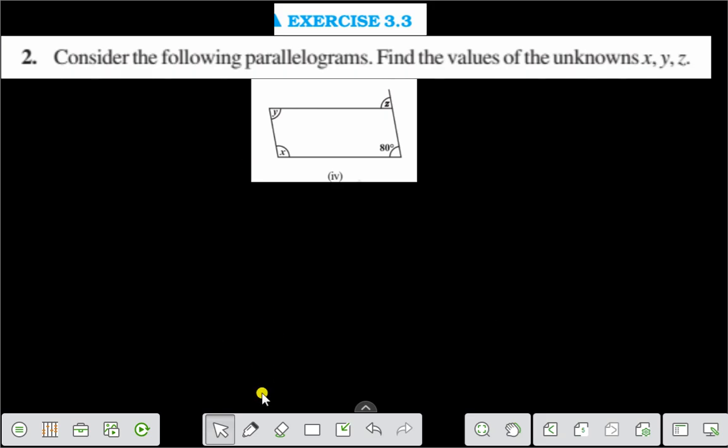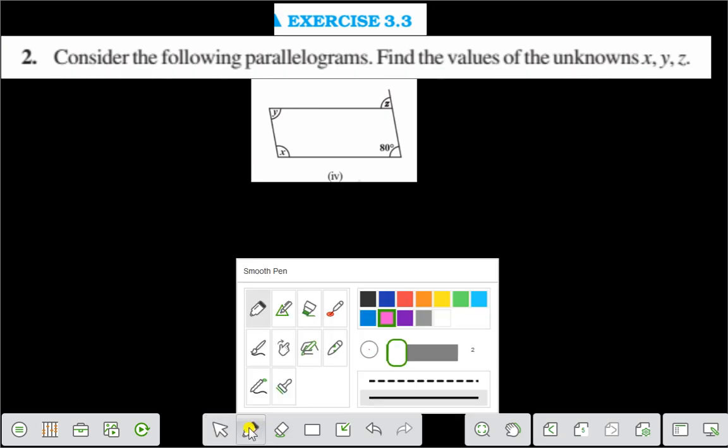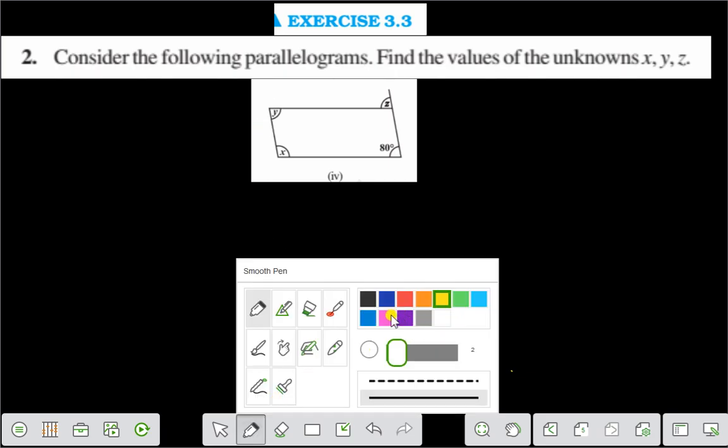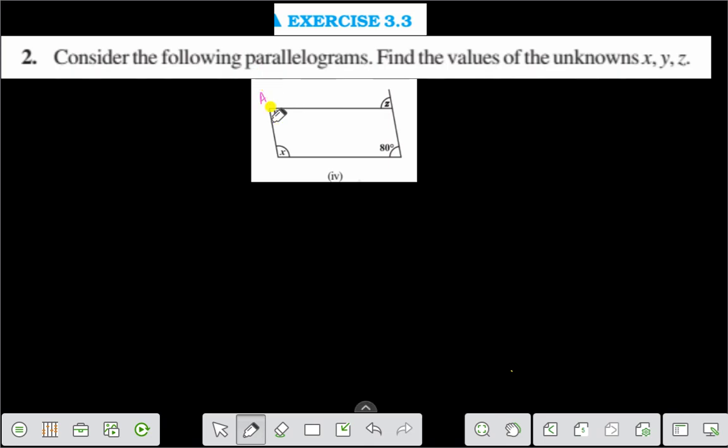This is question number 4. Here you see in question number 4, we give the name to the parallelogram as this is A, this is B, this is C, this is D, and suppose this point is E, right? Now solve this one.